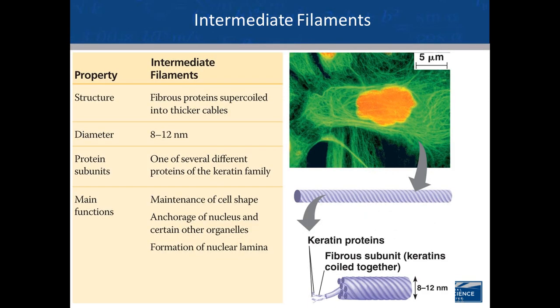As we have mentioned, something that's between the size of a microtubule and a microfilament are the intermediate filaments. They are a collection of different kinds of protein structures. Their main function is to help maintain the shape of the cell, the anchorage of the nucleus and certain other organelles, and the formation of the nuclear lamina.